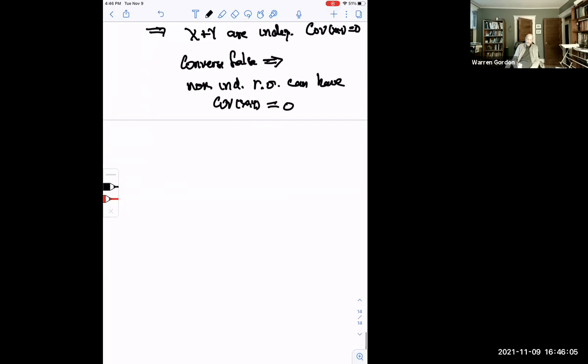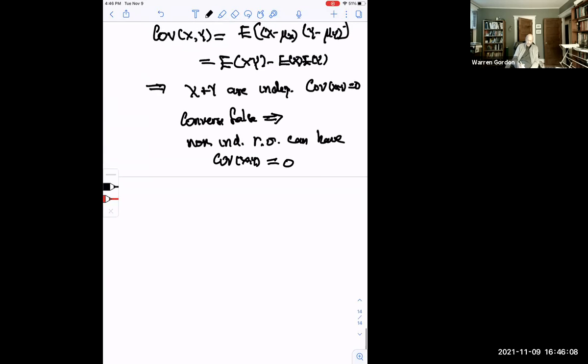The properties of covariance are very similar to the properties of variance. Namely, this would just turn out to be a times the covariance of X and Y. There are a whole bunch of these that I give you in the text.